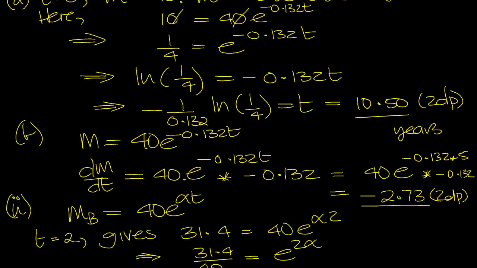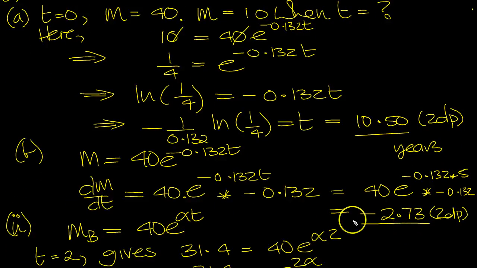The only other thing to say about B, this would be marked correct here, but actually the question did say the rate of decrease, and dm/dt is the rate of increase, so being more pedantic about it, this should be 2.73, because dm/dt is the rate of increase, this is negative, so the rate of decrease will be the positive value here, 2.73, but this would also be marked correct.